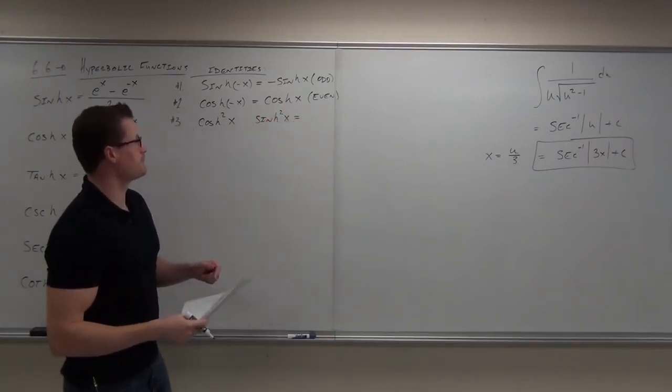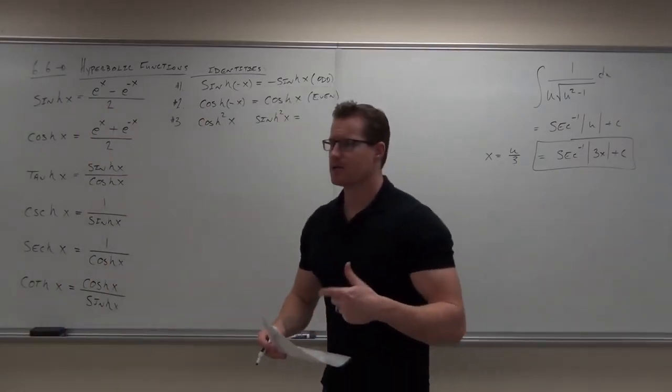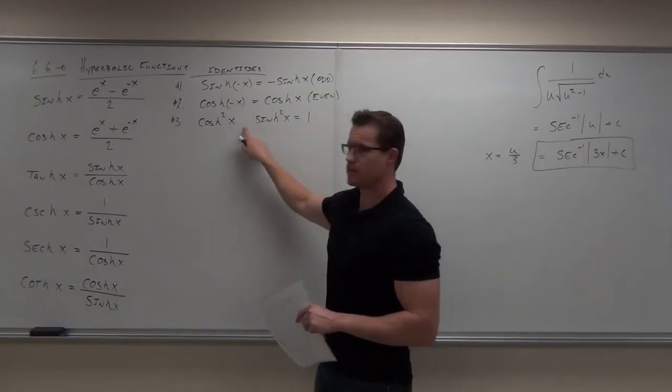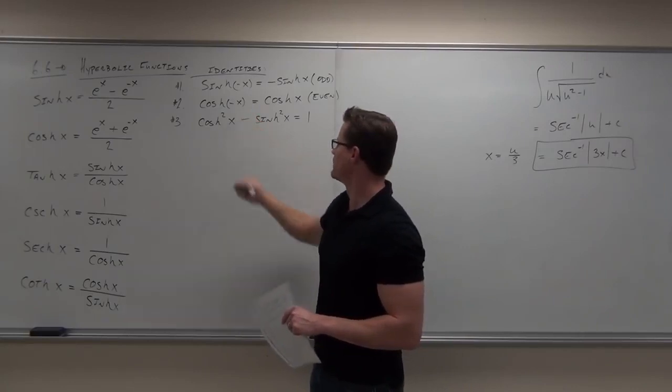Now, this is where some of the differences happen. The Pythagorean identity for trigonometric functions, what would go here to give us 1? A plus would go there. For hyperbolic, it's a minus.